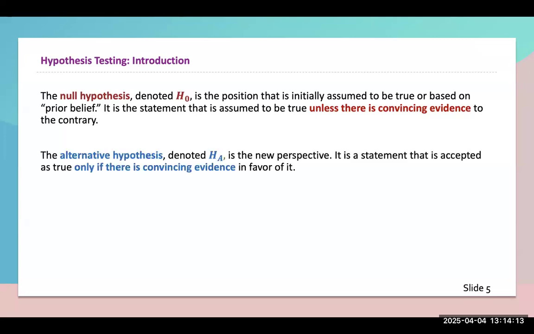The alternative hypothesis, which we denote as H with a little a in the subscript, you can just say HA. The alternative hypothesis is the new perspective. It is a statement that is accepted as true only if there is convincing evidence in favor of it.